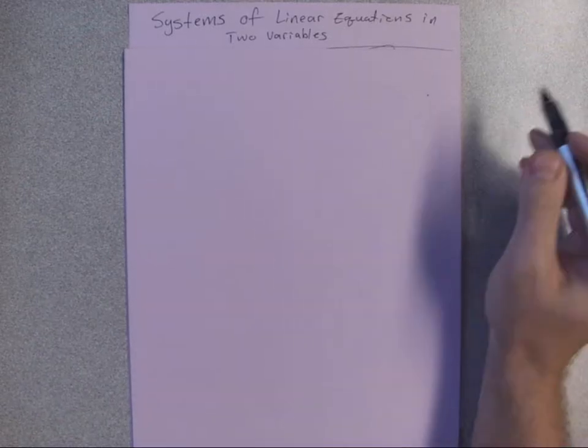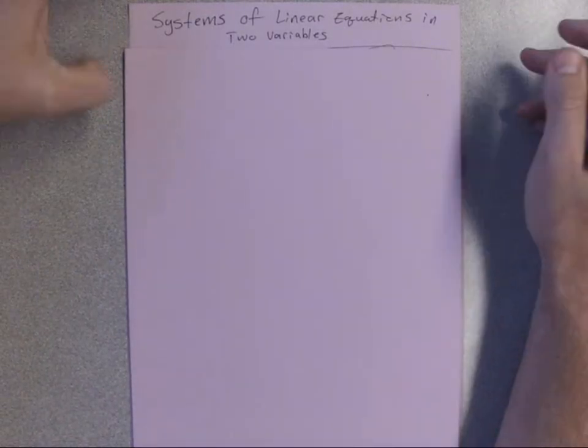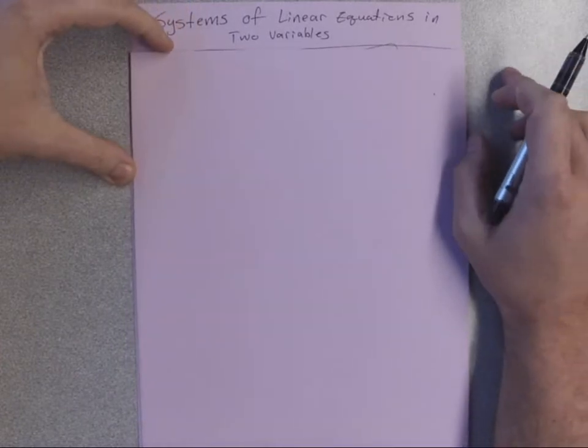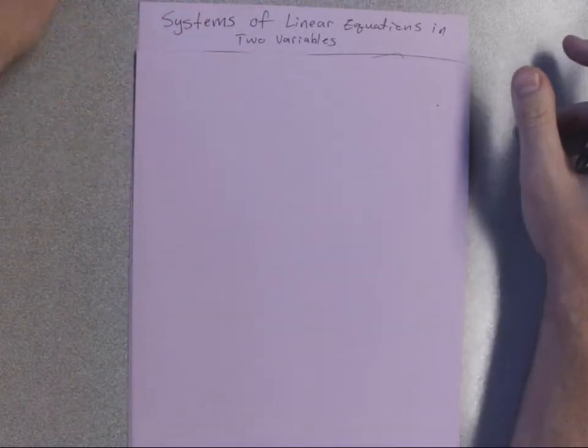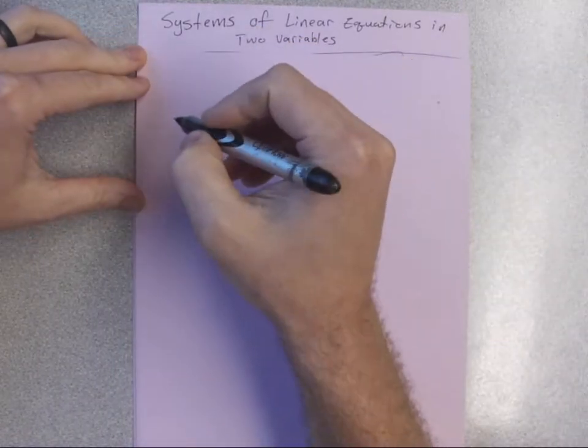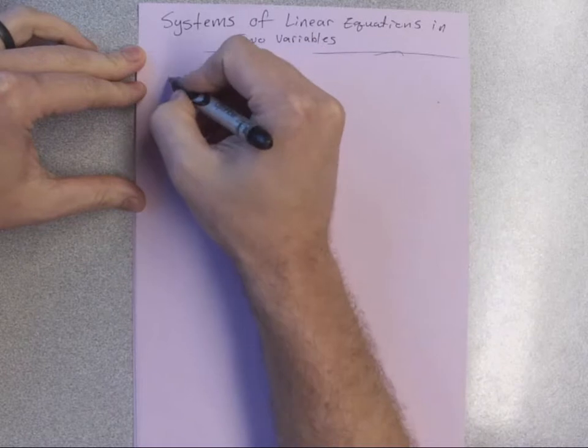This is a continuation of the systems of linear equations in two variables. The way we looked at in the last video was called solving a system by substitution. In this video I want to look at using the addition method.